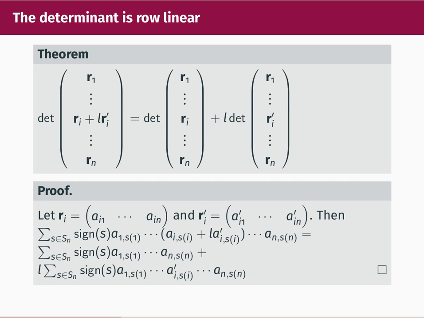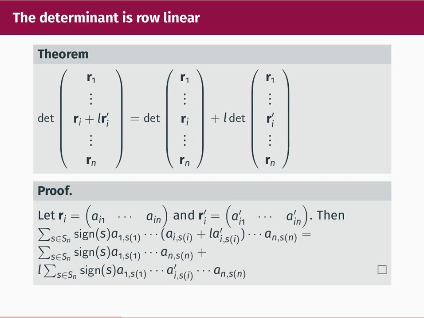And L is just some number. Then on the right-hand side of this claimed equality is the determinant of the matrix whose rows are R1, R2 up to Rn. And the second term is L times the determinant of the matrix whose rows are the Rj's again, except that in position i, I've got Ri prime. The proof is really a simple application of the definition of determinant, which I will remind you of right here.